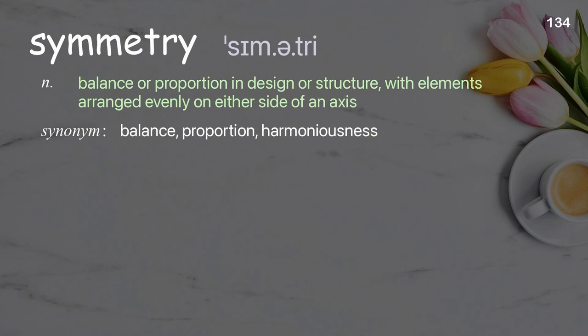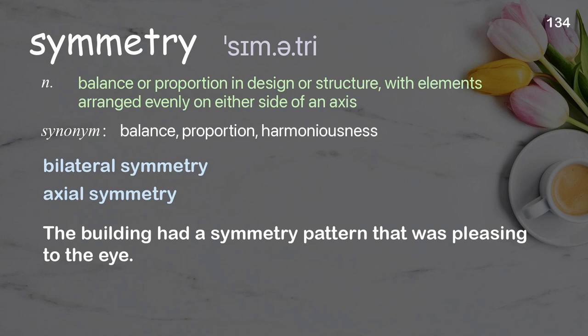Symmetry. Balance or proportion in design or structure, with elements arranged evenly on either side of an axis. Examples: bilateral symmetry, axial symmetry. The building had a symmetry pattern that was pleasing to the eye.